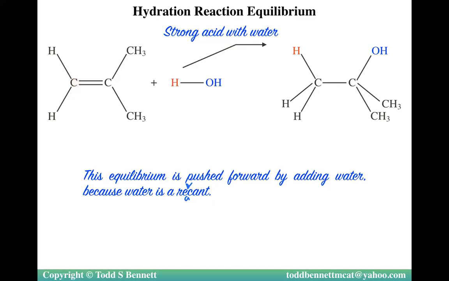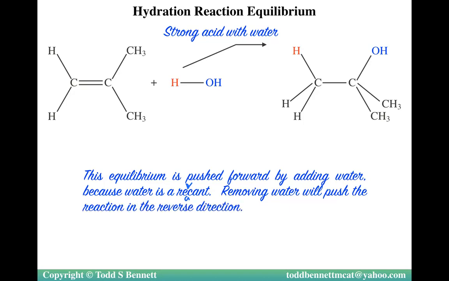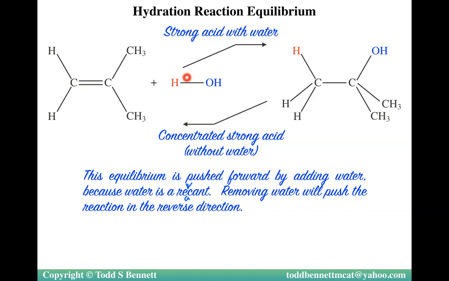But in order to push it in the back direction, we just use pure acid. In this case, the reverse direction is concentrated acid without the water. Without water, it's going to go in this direction to regenerate the missing water. As long as I keep driving water off, I can keep pushing the reaction back. So this truly is kind of an equilibrium. If I heat it and drive the water away, we get elimination.